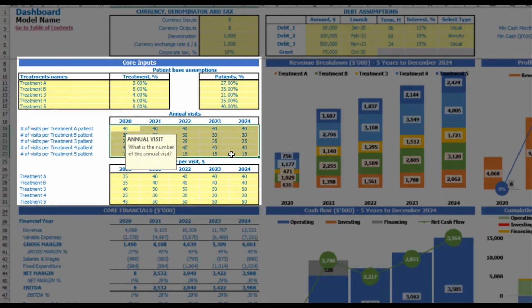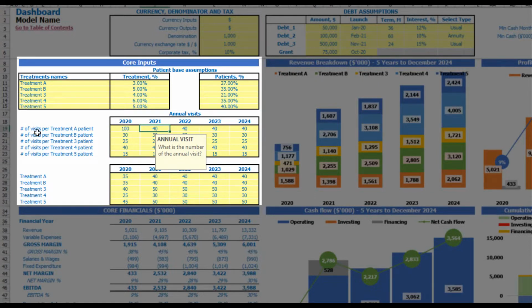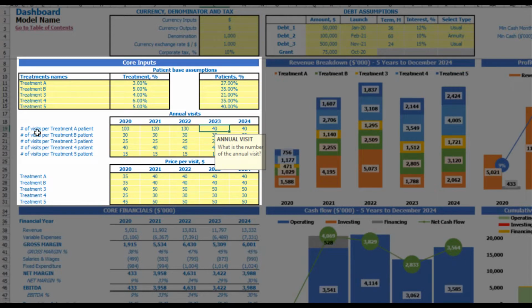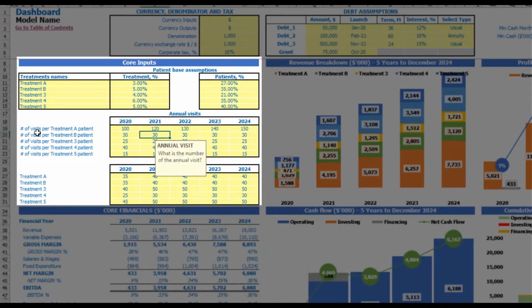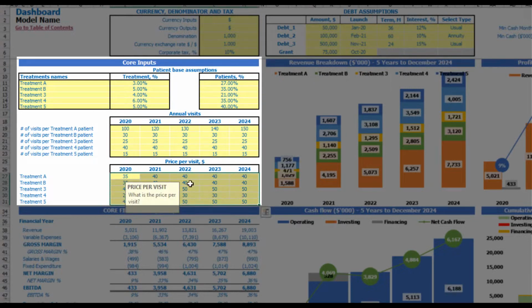Below you may find the input for count of visits per patient. This means annual visits. For example, for treatment A, 100 visits per year for patients who need treatment A, then 120, 130, 140, and 150. You can input this based on years and based on different treatment types. And also below you can input price per visit, which you can input depending on the treatment and depending on the year.